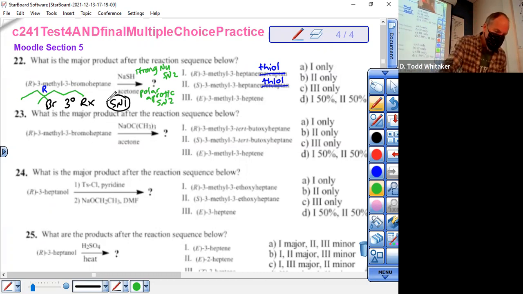So you're looking at SN1. What happens to a stereocenter in an SN1? 50-50 RS. So I'm looking at 1 and 2. 50-50. That's choice D.